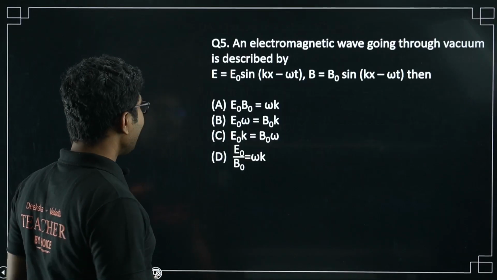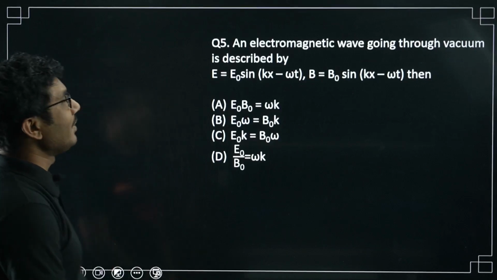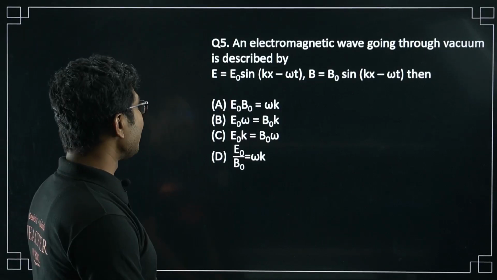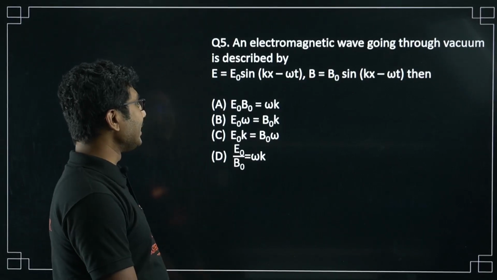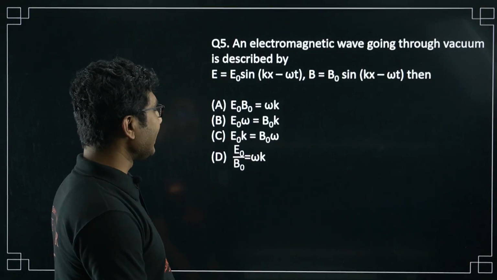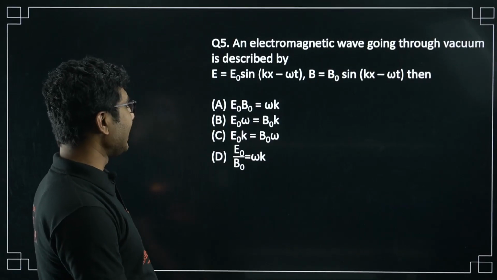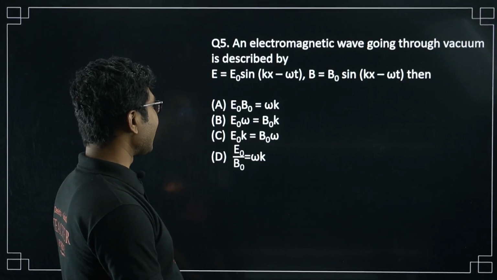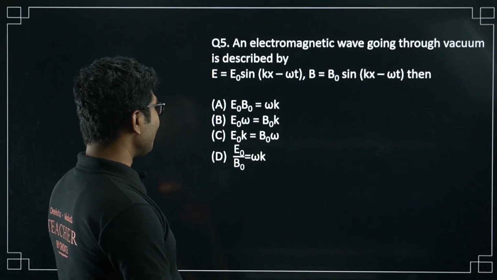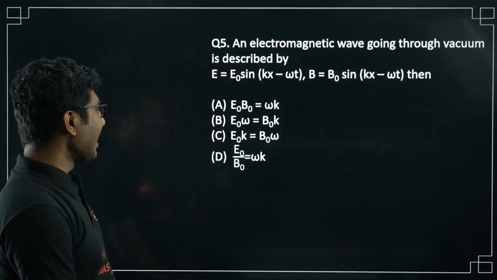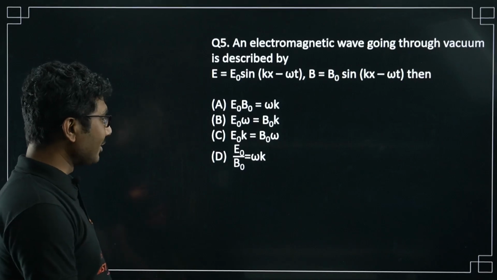Next question. An electromagnetic wave going through vacuum is described by E equals E naught sin(kx minus omega t) and B equals B naught sin(kx minus omega t). Then: E naught B naught equals omega k; E naught omega equals B naught k; E naught k equals B naught omega; E naught by B naught equals omega k.